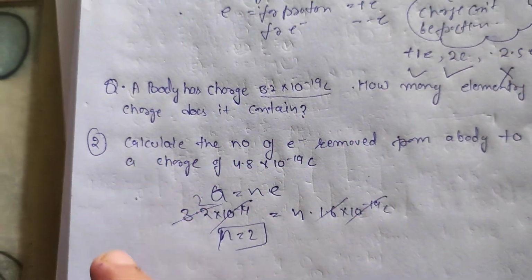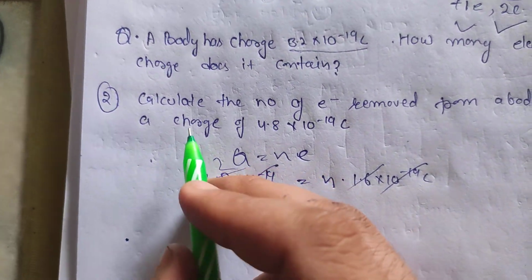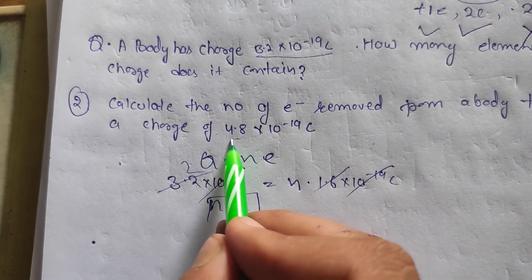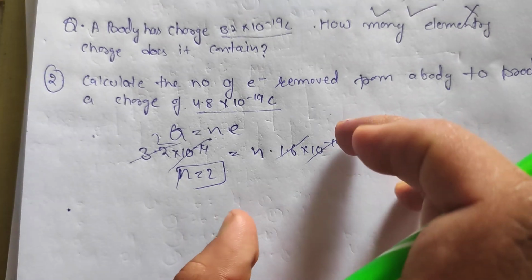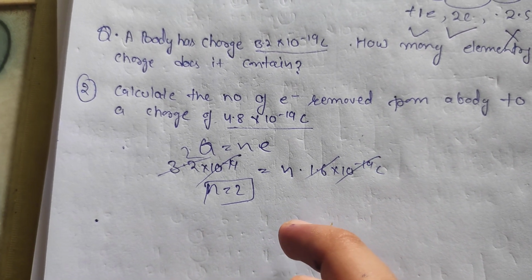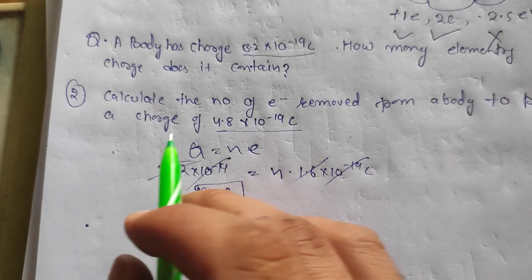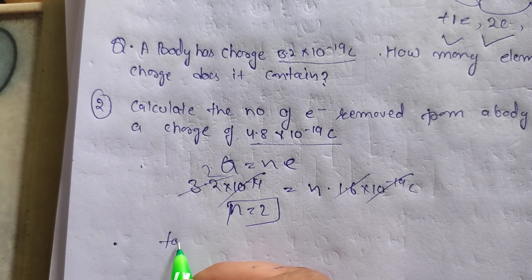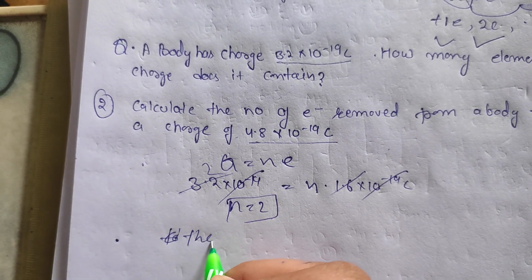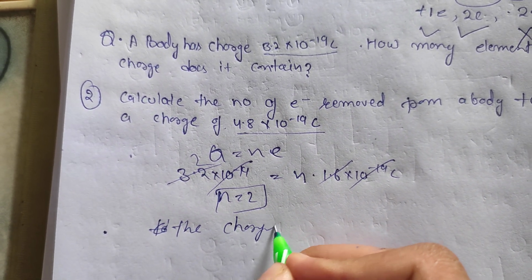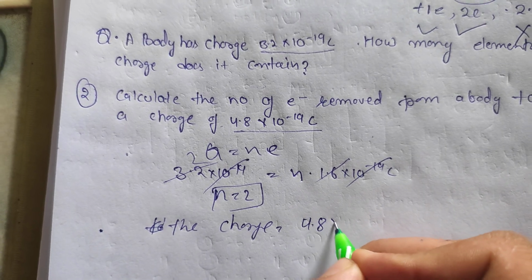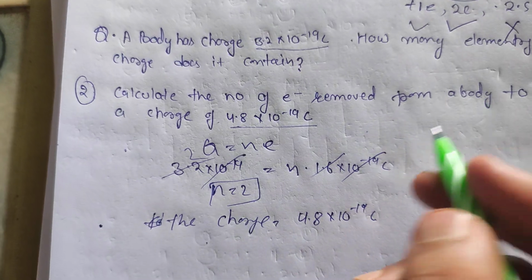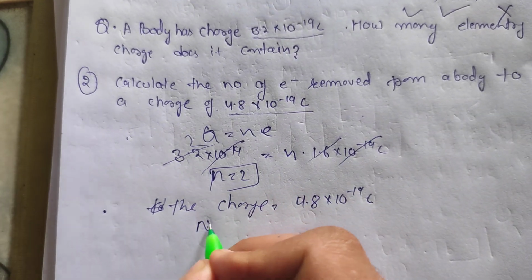So the body contains 2 elementary charges. The second question: calculate the number of electrons removed from a body to produce a charge of 4.8 × 10^-19 coulomb. We want the number of electrons removed when the body produces this charge.